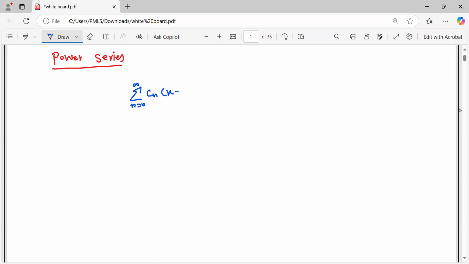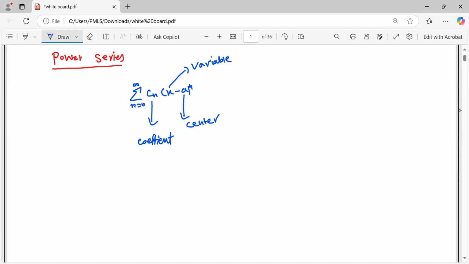Cn (x minus a) raised to power n. So this is a power series centered about a. A is called its center. This Cn is a coefficient and x is a variable. So this is a power series centered about a, and this is a power series in a variable x.